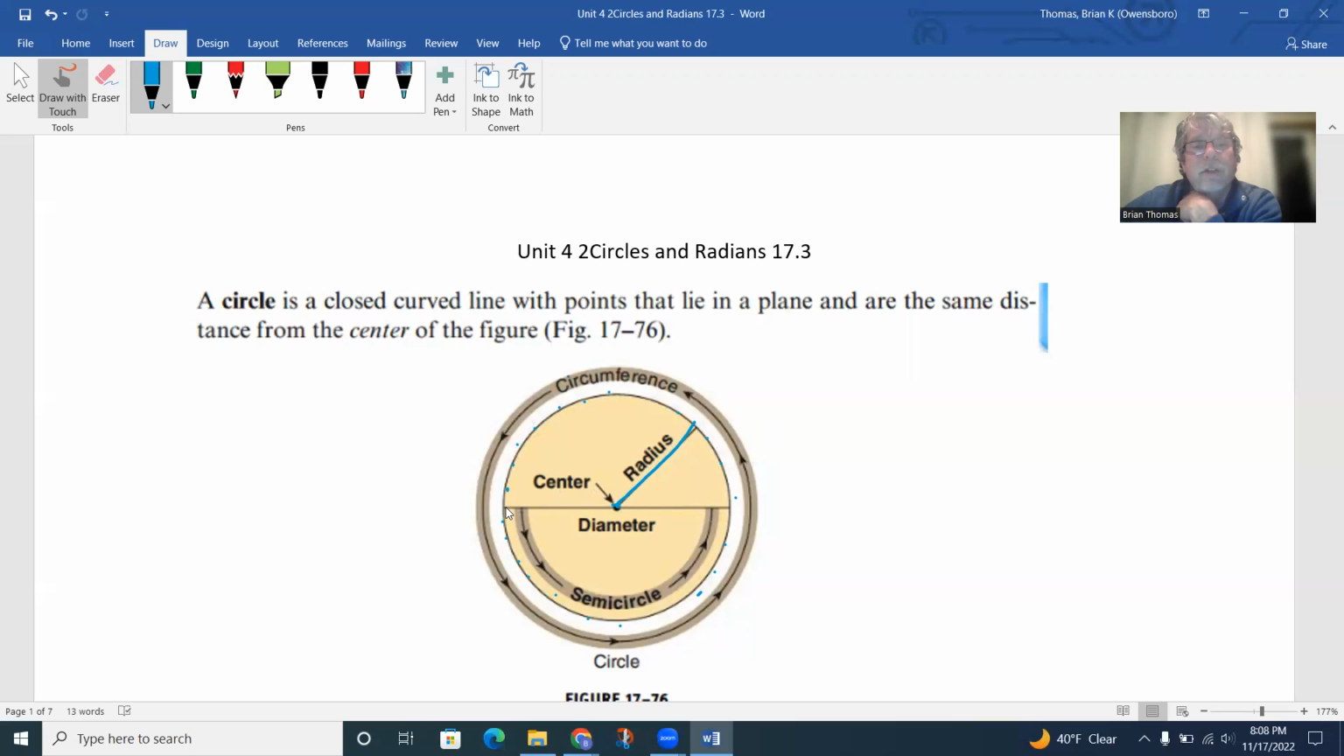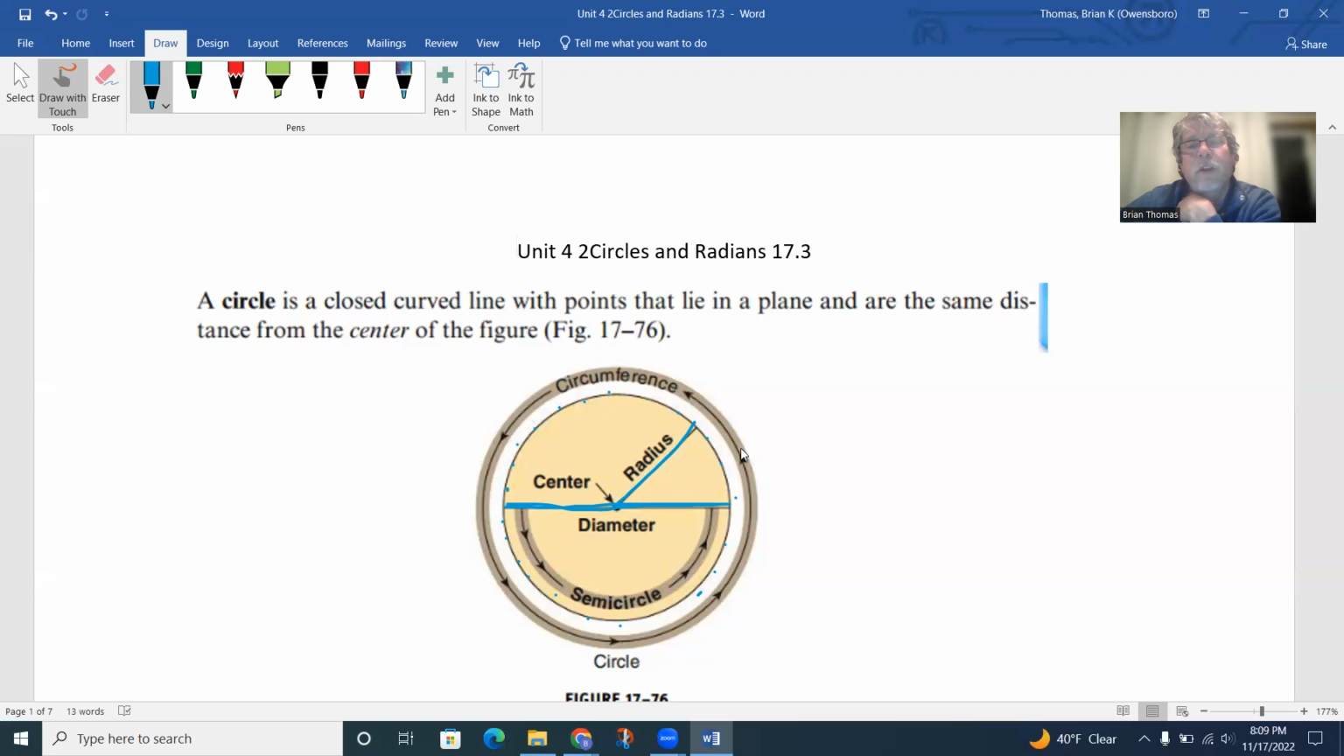The diameter is the total distance across from one side to the other side of the circle, but it has to pass through the center of the circle. Notice that the diameter is also associated with the radius. Notice that the diameter is actually twice the radius in length.